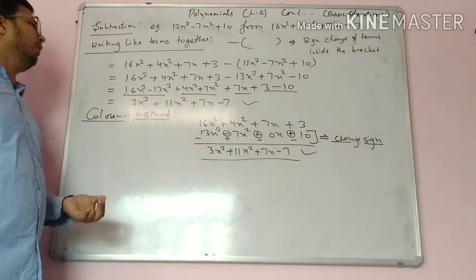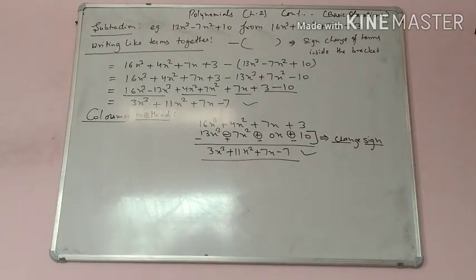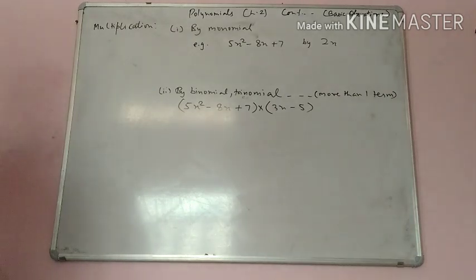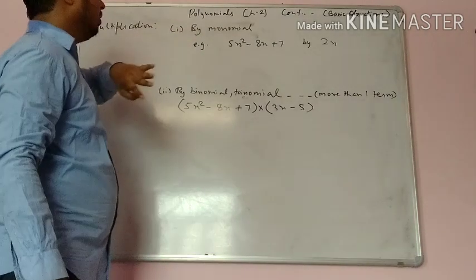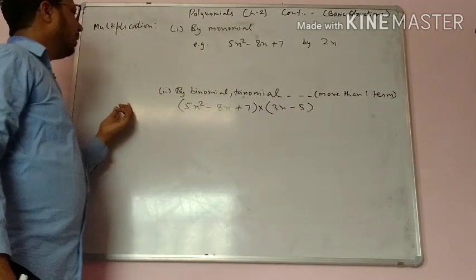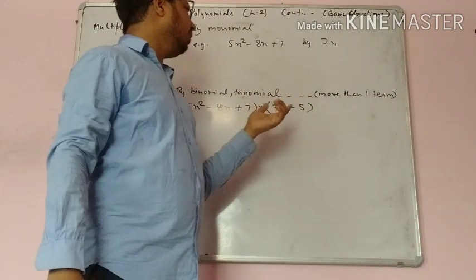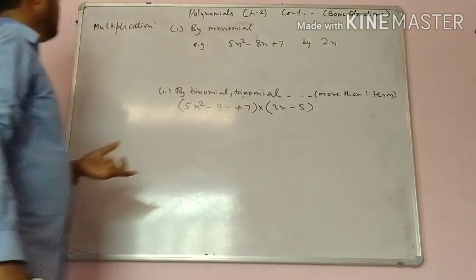Yes. Now, next we will see the multiplication. Multiplication we are dividing in two parts. First is by monomial, multiply by only one term, and second by binomial, trinomial, or any polynomial like that, more than one term. Clear about it?